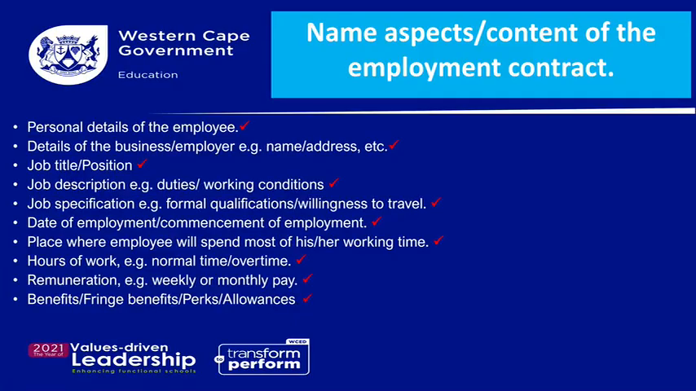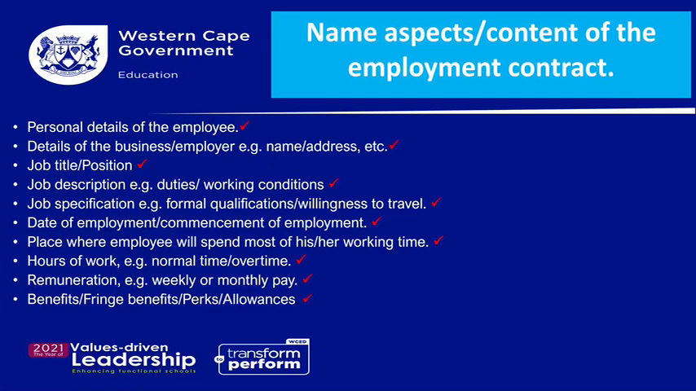You can imagine what you would like to see when you are offered employment. What do I want to see in my contract? What do I get paid? I want to see how many hours I need to work and so forth. So let's just quickly go through some of these things. Right. In the employment contract must be the personal details of the employee and, of course, the business as well.